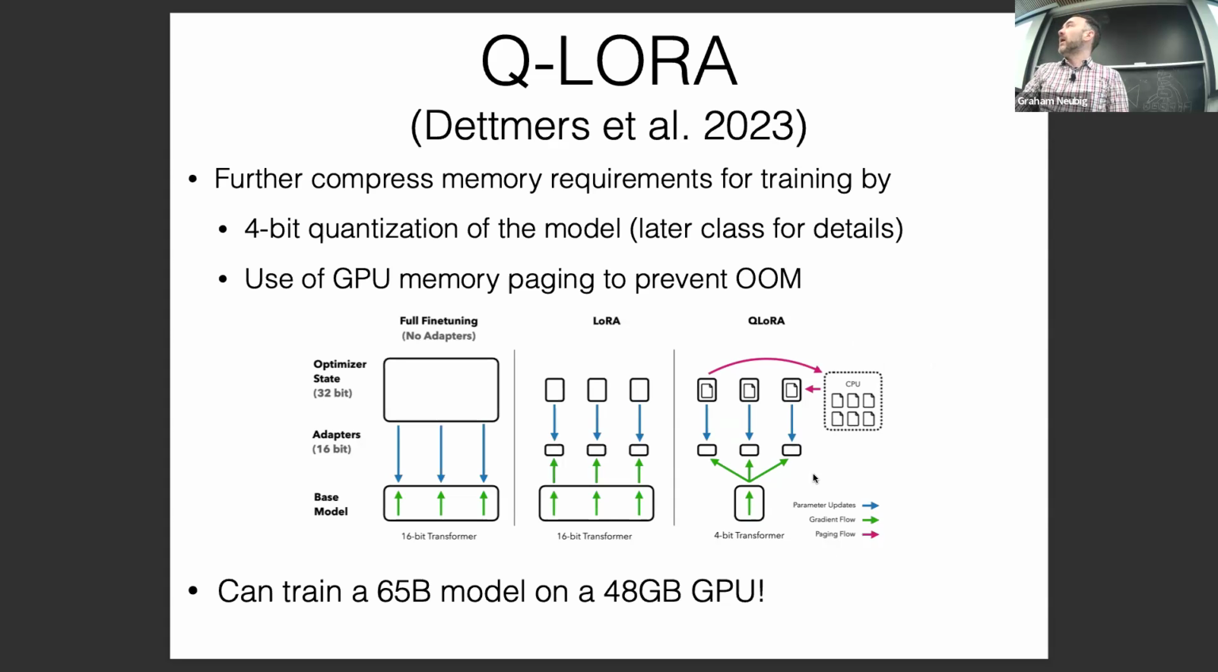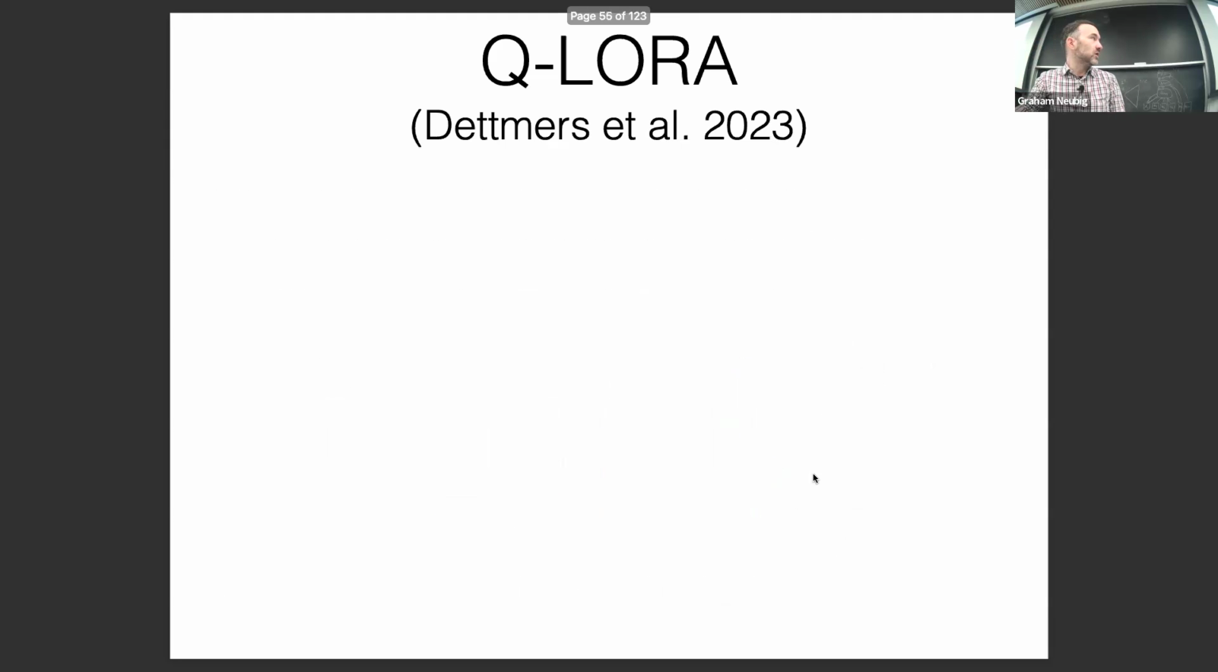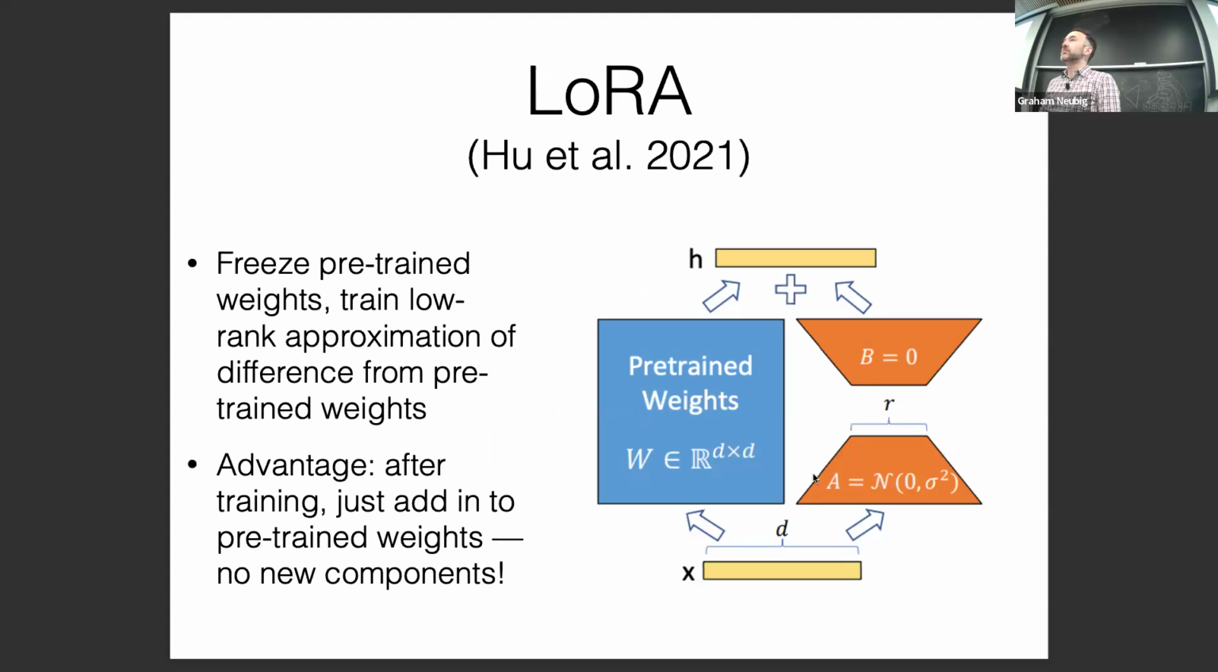So if you want to train a large model on limited hardware, I'd definitely recommend this. If you're not training a super large model like 65 gigabytes, I think just LoRA should be fine. You can probably train a 7B model or a 13B model with just LoRA, and that should fit on a single GPU. Cool. Any questions about this?